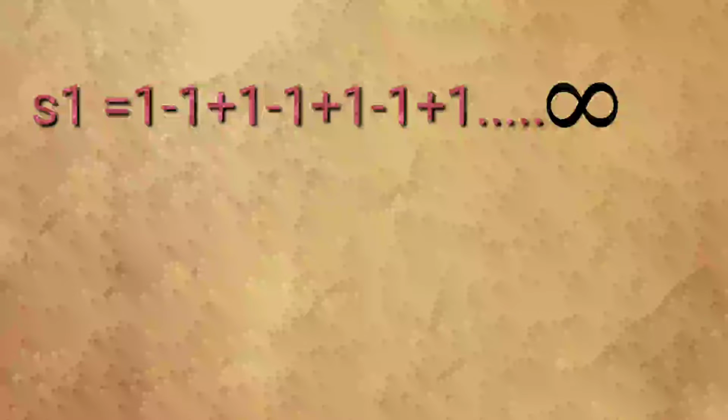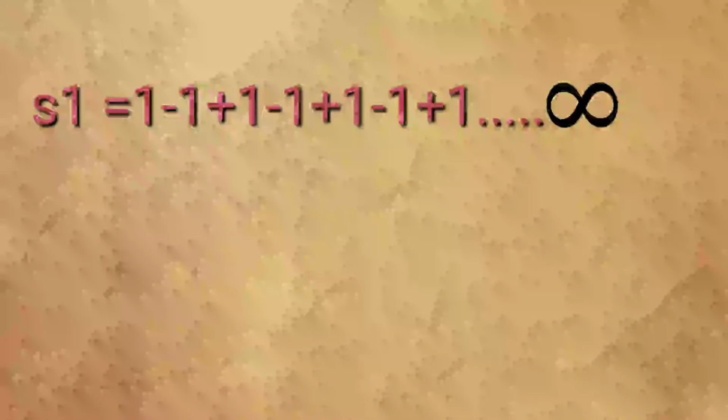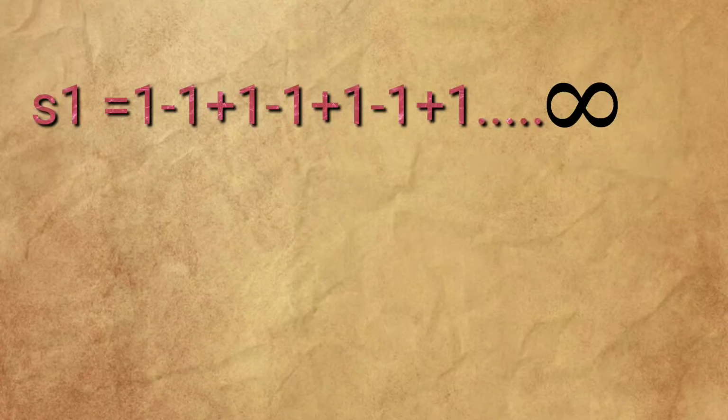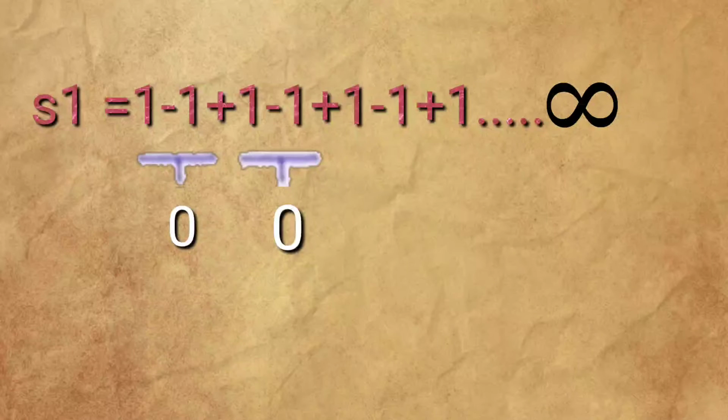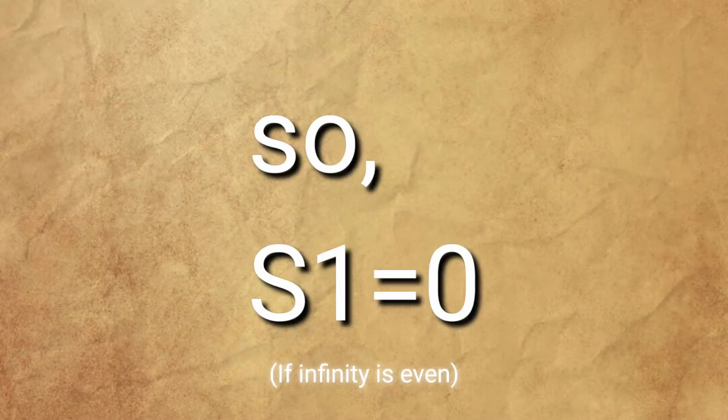So let's take a series 1 minus 1 plus 1 minus 1 plus 1 minus 1 plus 1 like that to infinity. Let's call this series S1. We know that the number infinity can be both even or odd. There is a possibility that it can be even, and a possibility that it can be odd. Now let's imagine that infinity is even here. In that case, it will be 0, as 1 minus 1 will be 0 and the following 1 minus 1 will be 0. So in all, if infinity is even, then the sum of S1 will be 0.